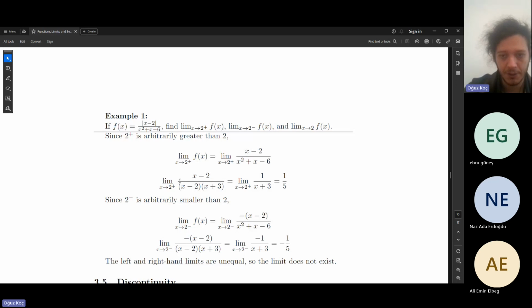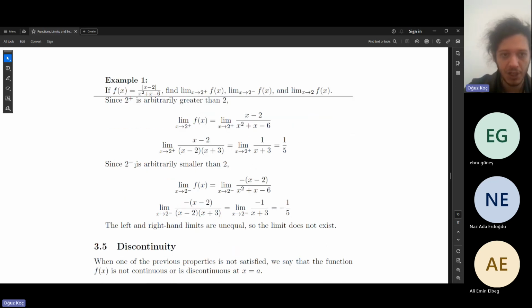We already found the right-hand side limit, and then we need to check the left-hand side of the limit at point 2. We already said that it's denoted like this with a minus sign. Since 2 minus is arbitrarily smaller than 2, the absolute value of x minus 2 becomes negative because the x value is smaller than 2. Therefore, we can write it like minus times x minus 2 over x squared plus x minus 6.